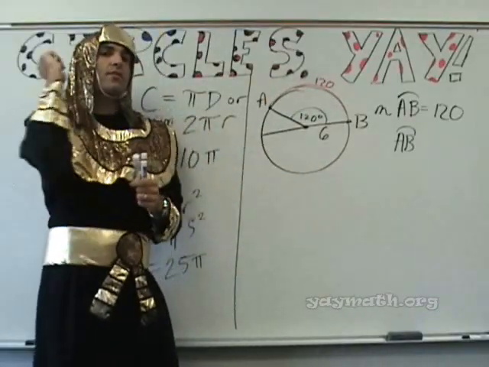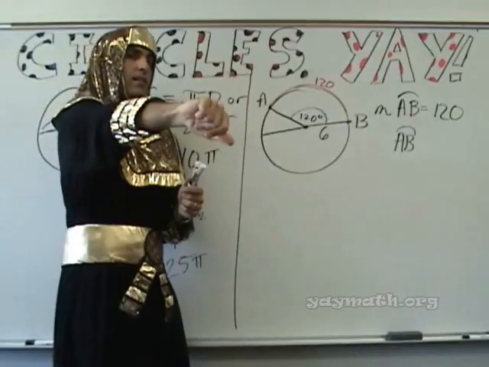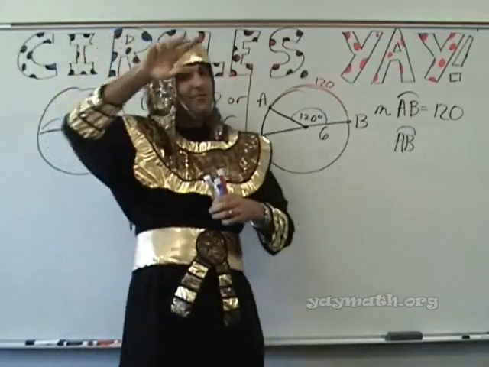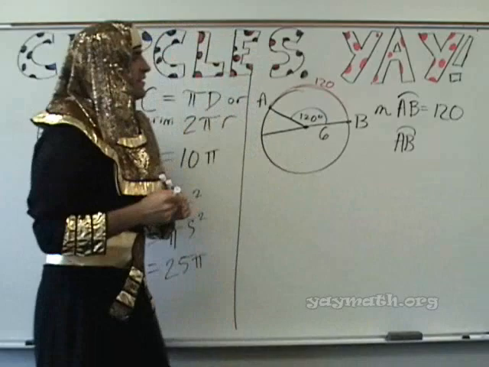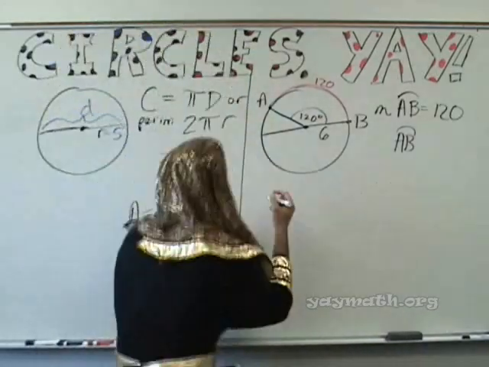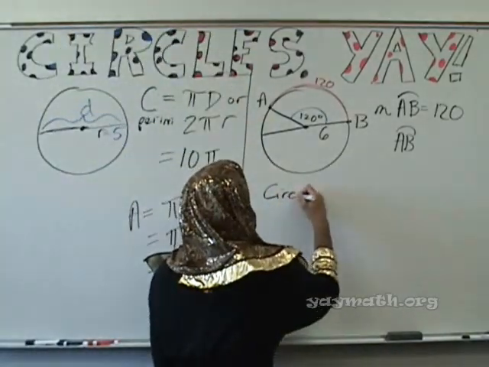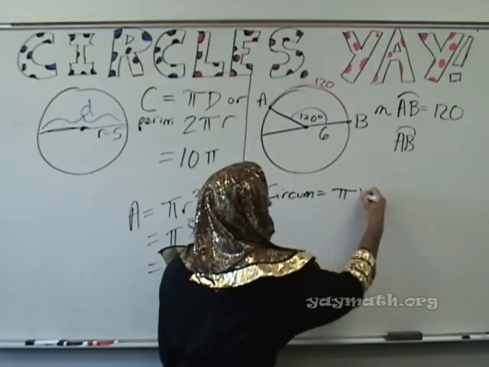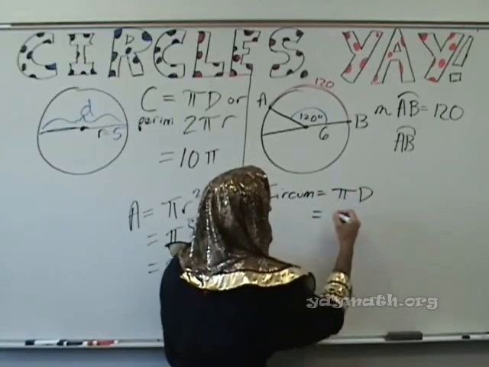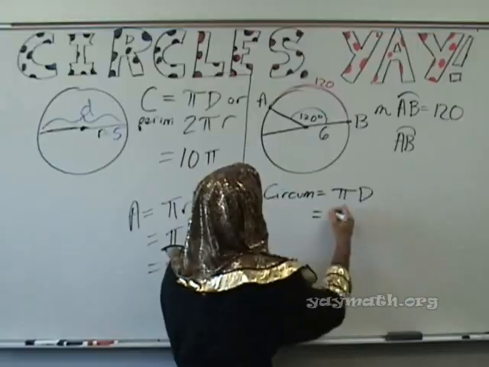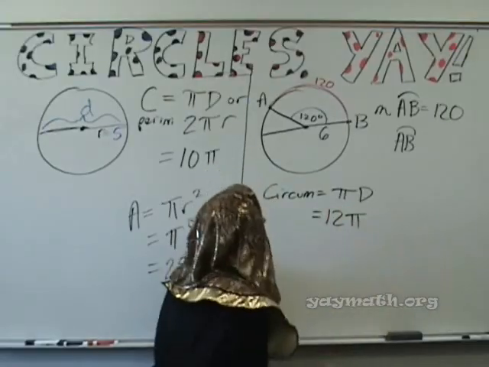What's the circumference of the circle? Please, in the back. It's pi d, so it would be 12 times. Okay. Circumference equals pi times diameter equals, what'd you say? 12 pi, very good.